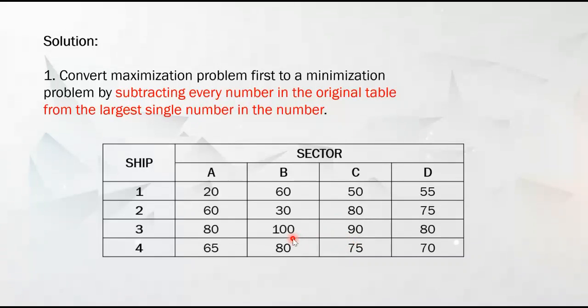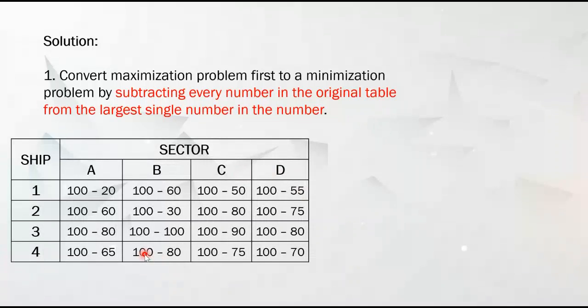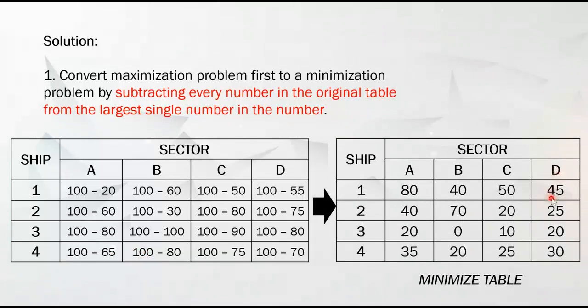So what we will do here is deduct all the units in the table from 100. That means we are going to do 100 minus 20, 100 minus 60, 100 minus 80, 100 minus 65, and so on and so forth. Look at this table right here. After we have subtracted all the units in the table from 100, the result will be this one. This is now the new table that we will be using for the Hungarian solution method, because this is now the minimized table.